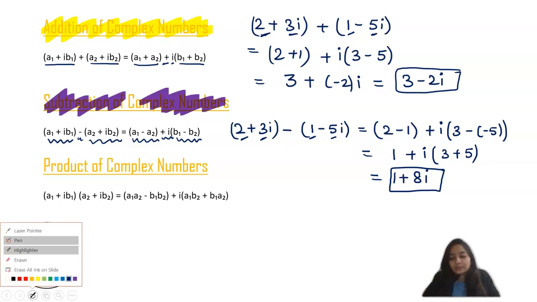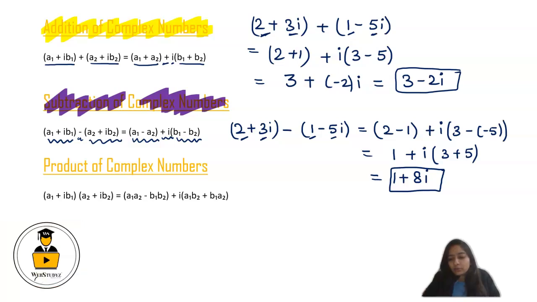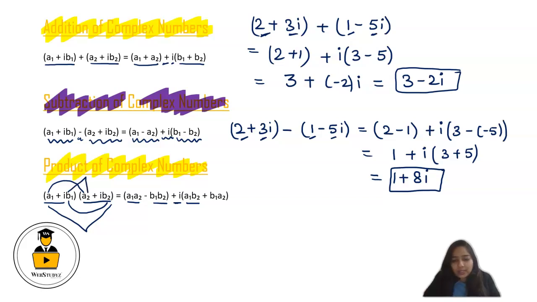Now moving towards the product of two complex numbers. If we find the product of two complex numbers, where we have one complex number as a1 plus iota b1 and the second complex number as a2 plus iota b2, then first of all we find the product of the two real parts, that is a1 a2, minus the product of the imaginary parts, that is b1 b2, then plus iota. We will multiply a1, the real part of the first, with the imaginary part of the second, that is a1 b2. Then we will multiply the imaginary part of the first with the real part of the second, that is b1 a2.